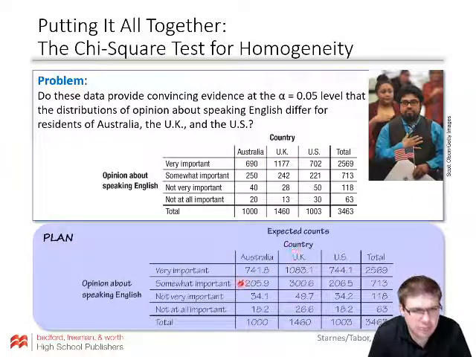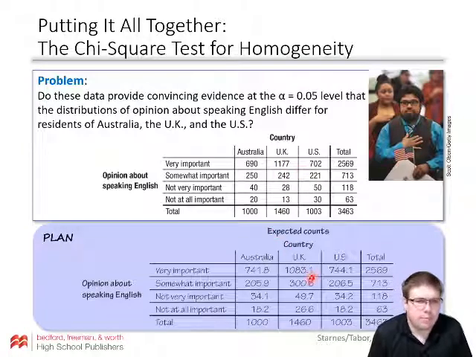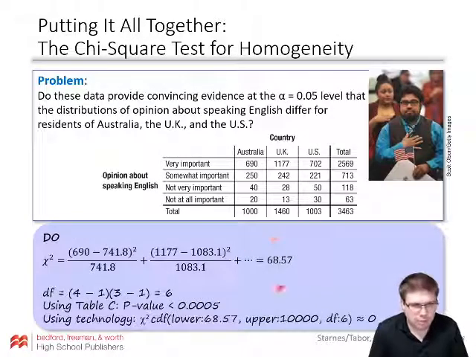690 minus 741 squared divided by 741, plus 1177 minus 1083 squared divided by 1083.1, and so on. And you get a chi-square test statistic that looks like that. And then you can do chi-square CDF.